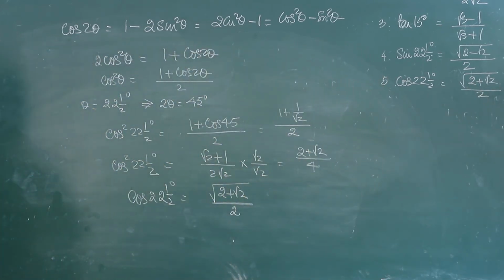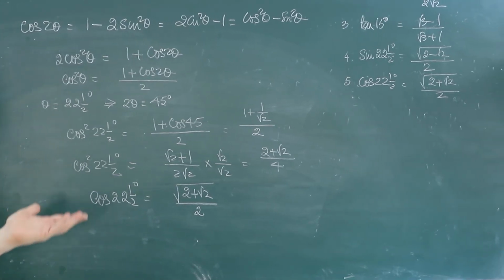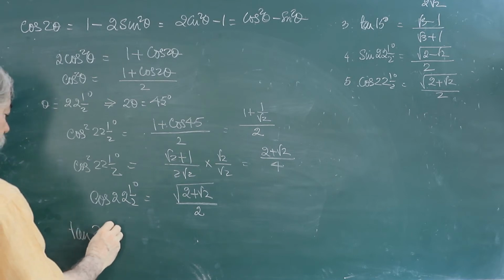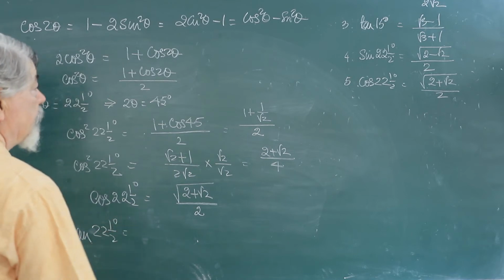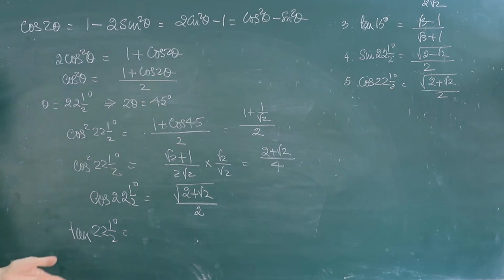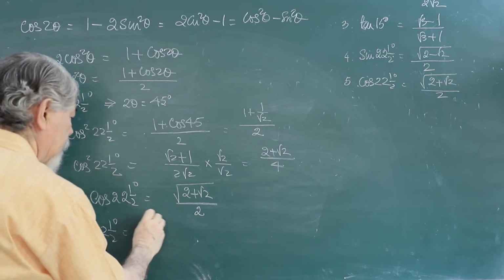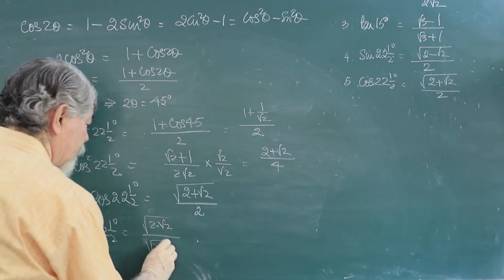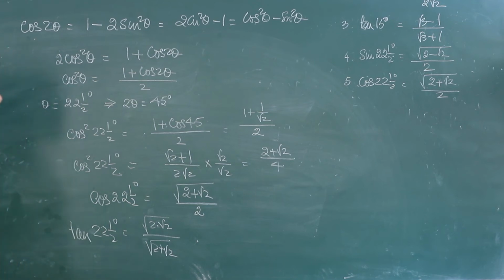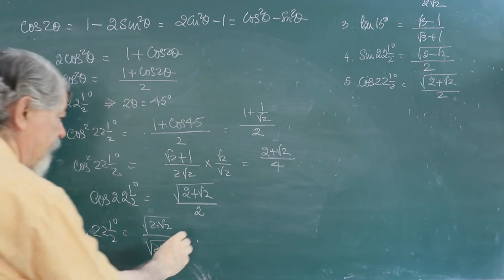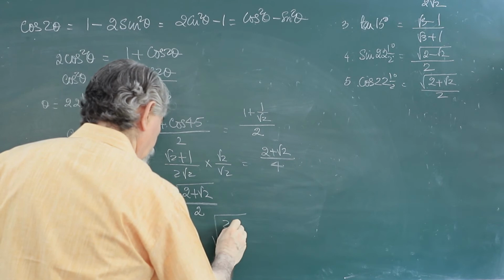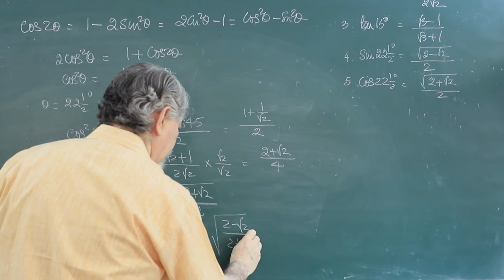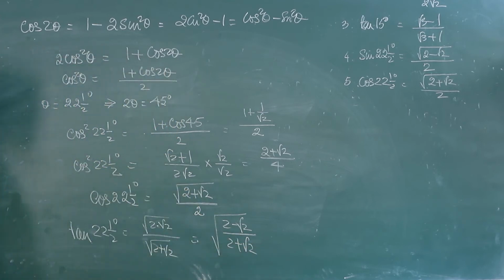Now, how to calculate the value of tan 22 and a half degree? Divide. Tan 22 and a half degree will be sin 22 and a half divided by cos 22 and a half. You will get root of 2 minus root 2 upon root of 2 plus root 2, because the denominators are the same in both. So it could be written as 2 minus root 2 upon 2 plus root 2. Again it is positive because it is in the first quadrant.